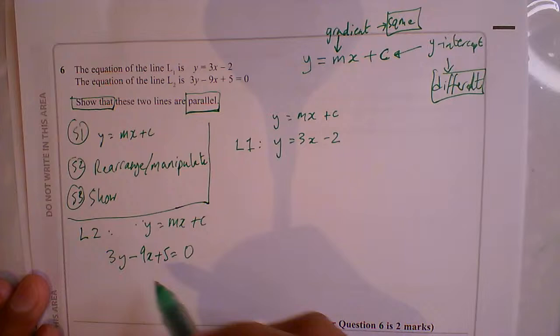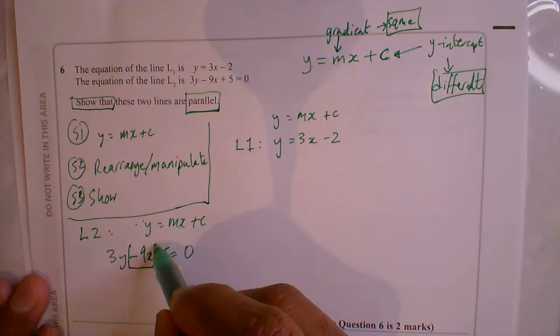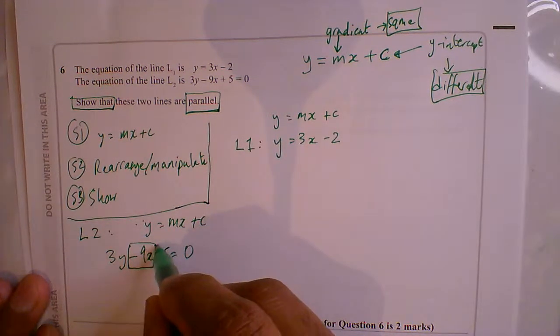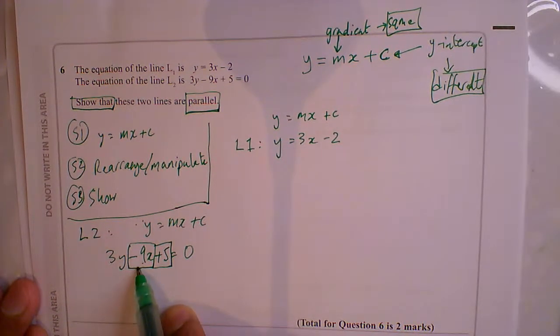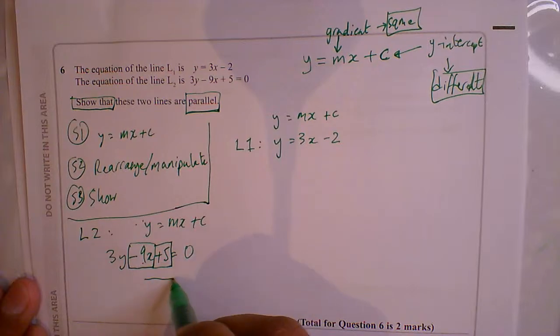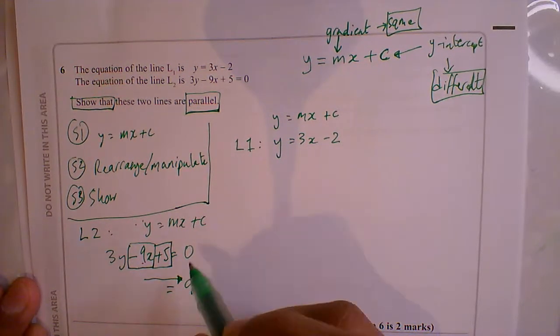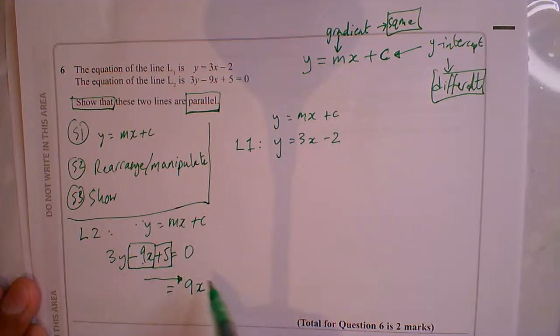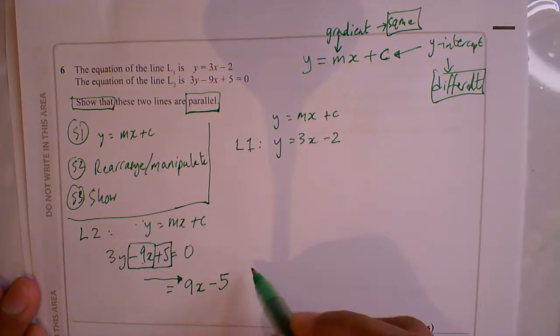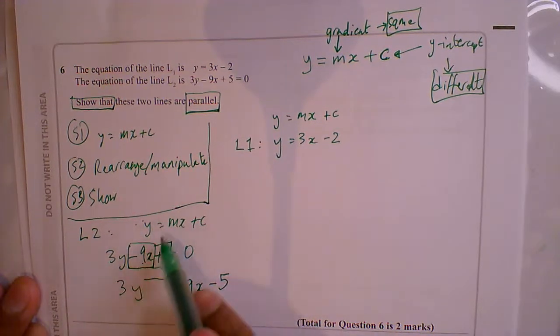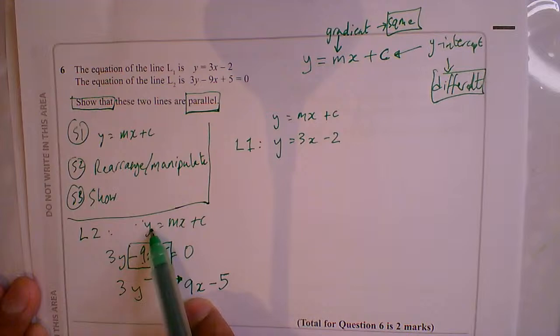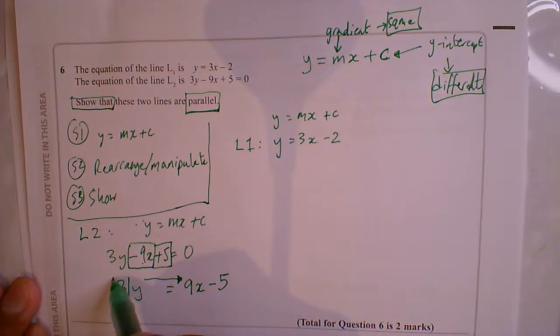So what I can do is take this to the other side, and take this to the other side. The opposites. The opposite of minus 9x is plus 9x. So if I take it to the right-hand side of the equation, the negative becomes a positive. The same thing with the plus 5. It becomes minus 5. The opposite of plus 5 is minus 5. And the 3y stays as it is. So you can slowly see I'm getting there. I've got 3y, and I need to make it y. So I now need to remove the 3. So I need to divide everything by 3.